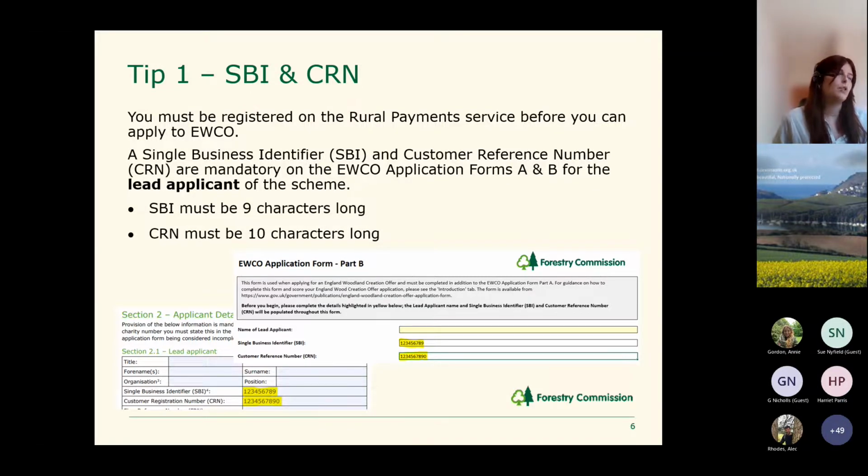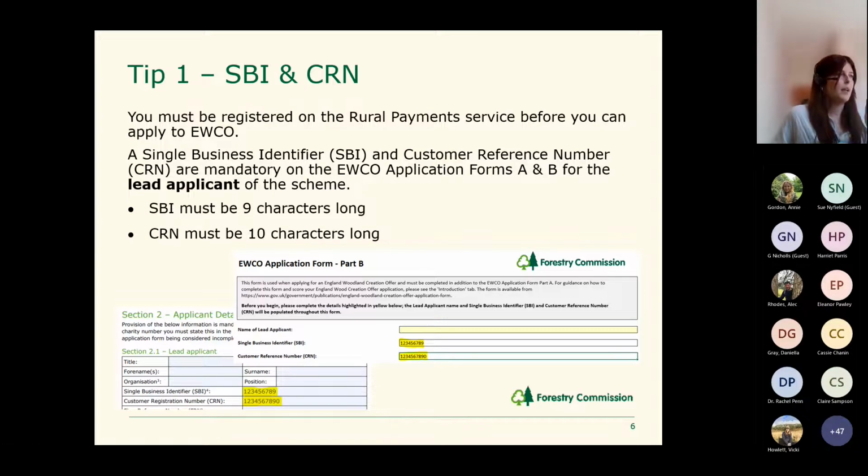A SBI is a unique 9-digit number given to a farmer or business that is involved in agricultural activity. This is not the same as a trader SBI. Your SBI, or that of your client if you're an agent, can be found in most correspondence from the RPA, or can also be found by logging onto the Rural Payments portal and looking at the business details section.